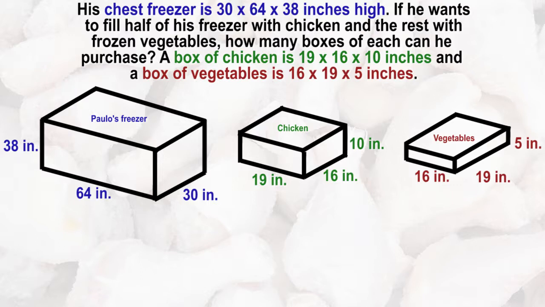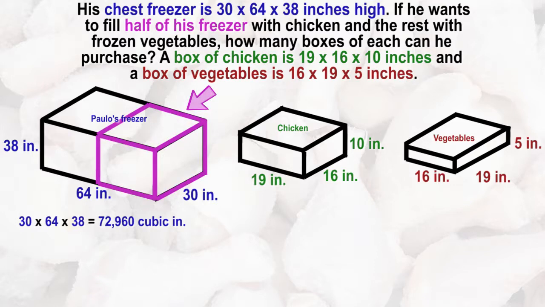Begin by writing a situational equation to find the volume to fill the freezer. The equation could be written as 30 times 64 times 38 equals 72,960 cubic inches. Next, we would need to find out half of the volume of the freezer to divide between the chicken and the vegetables. We would need to divide the 72,960 cubic inches in half. The situational equation would be 30 times 64 times 38 divided by 2 equals 36,480 cubic inches for frozen chicken.